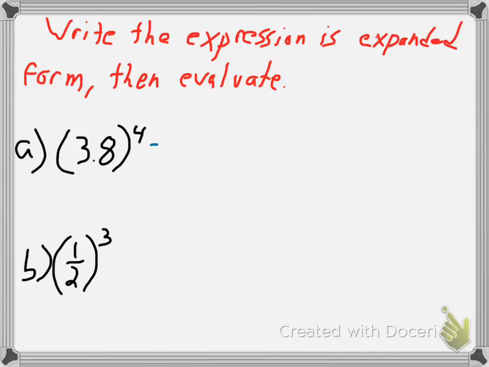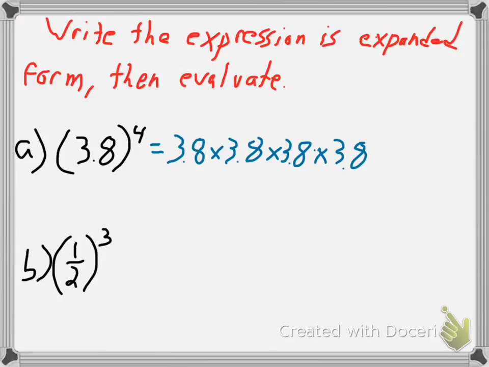So if I have 3.8 to the fourth, that's the same thing as saying 3.8 times 3.8, there's 2, times 3.8, that's 3, times 3.8, there's 4. Again, my exponent was 4, so I need to make sure I had 3.8 written 4 times. 1, 2, 3, 4. And now I can go ahead and I can multiply those. And when I do, I end up getting 208.5136. So there's my answer when I evaluated.